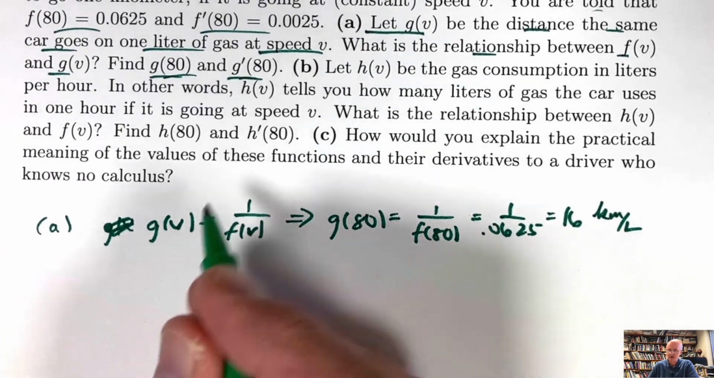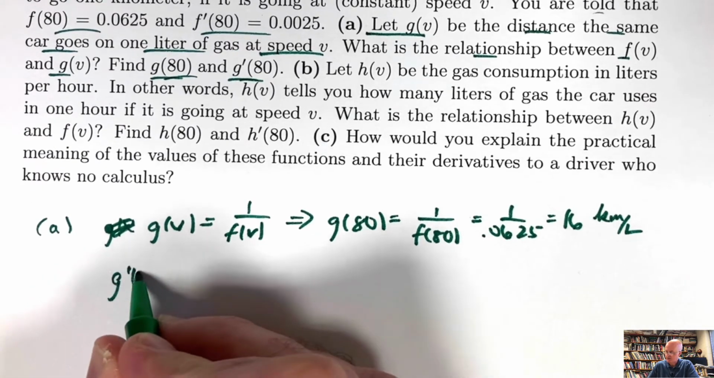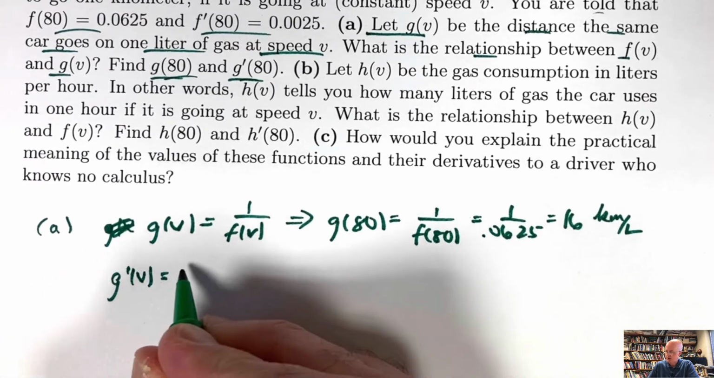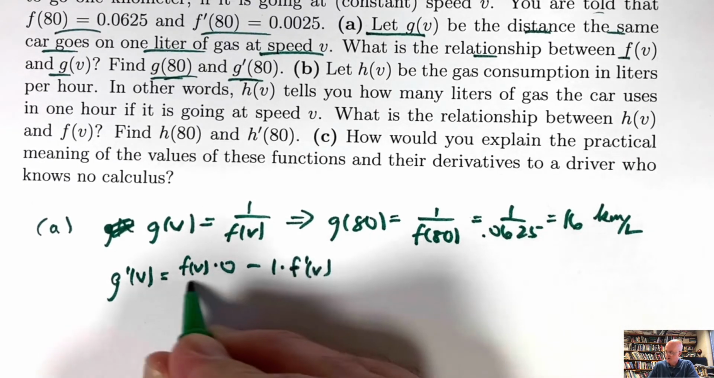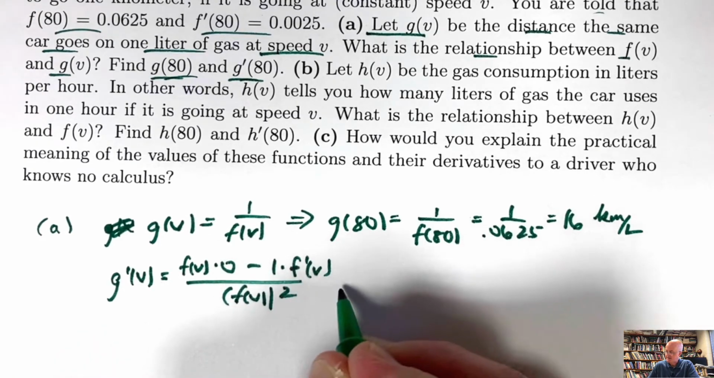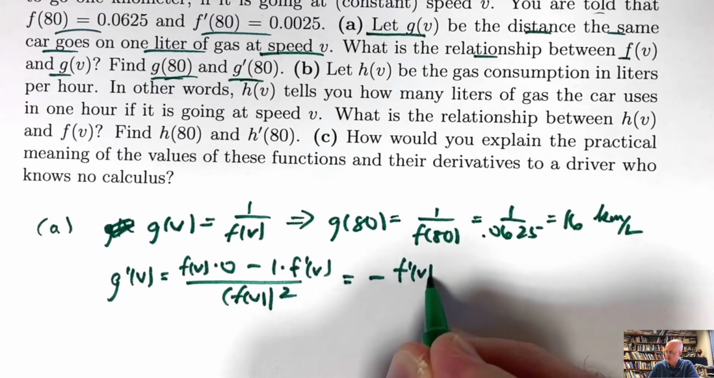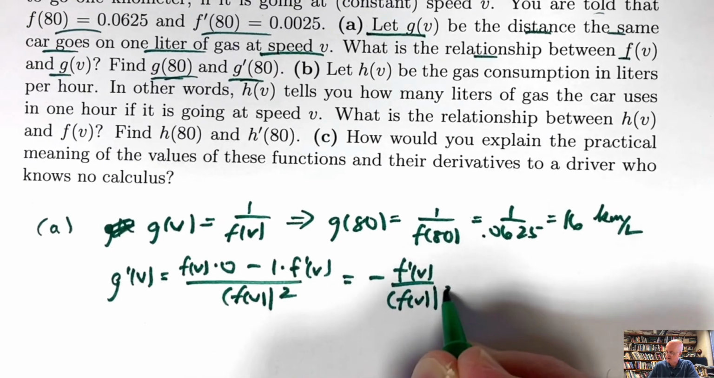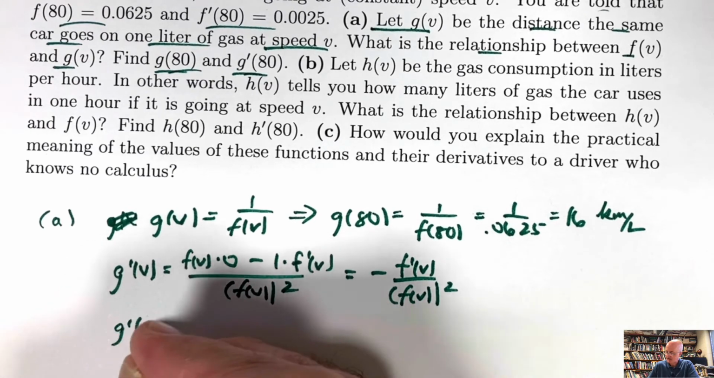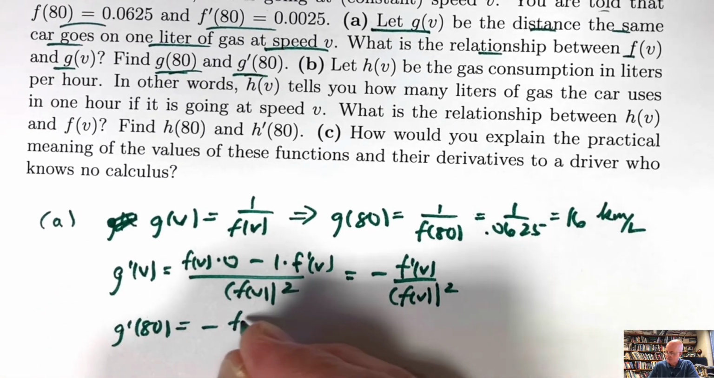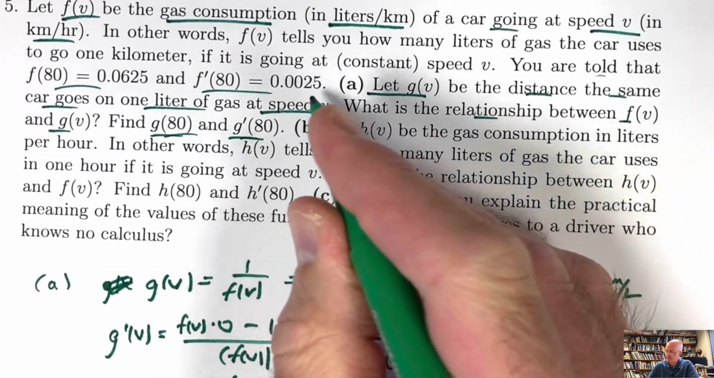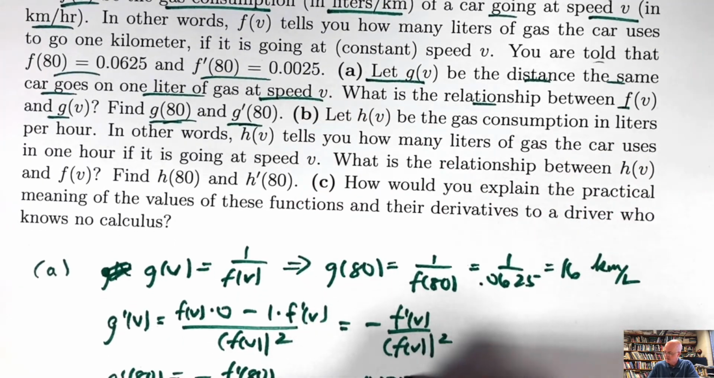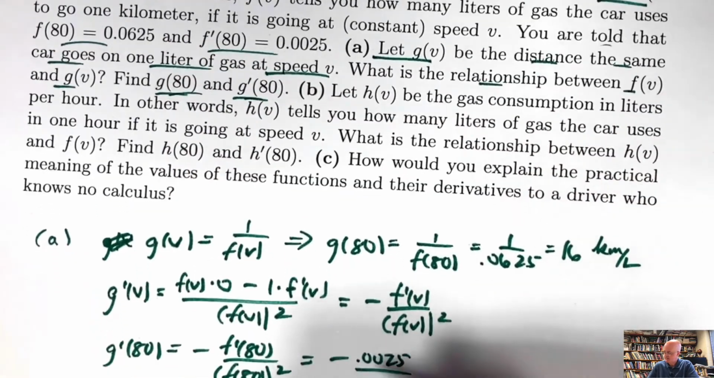What about the derivative? What about g prime of 80 ultimately? We need the quotient rule to differentiate this. Low d high minus high d low over the square of what's below, and that simplifies to negative f prime of v over f of v quantity squared. Plug in v equals 80. You get negative f prime of 80 all divided by f of 80 squared. That's negative what? f prime of 80 is 0.0025. f of 80 we've seen is 0.0625.